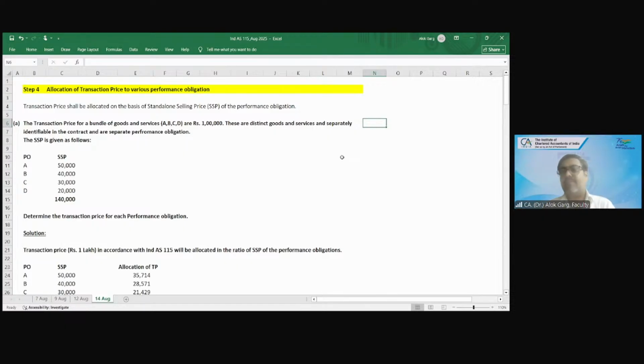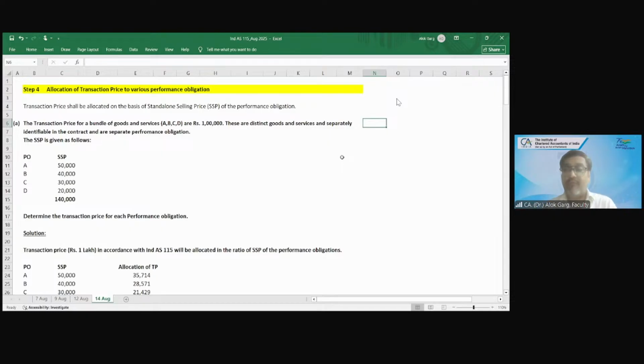So friends, then we entered the third step, which is the determination of transaction price. In determination of transaction price, we understood the meaning of transaction price and we understood 4 concepts in detail. Number 1, variable consideration, like bonus, penalty, incentive, volume discount. Number 2, significant financing component. Number 3, non-cash consideration.